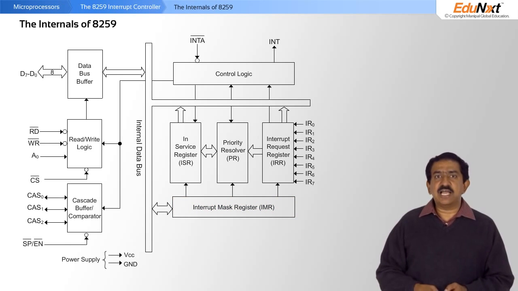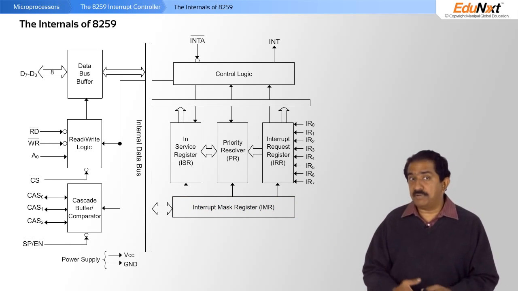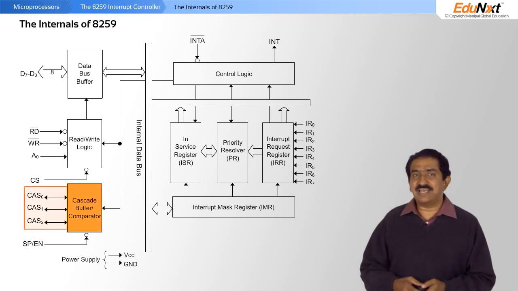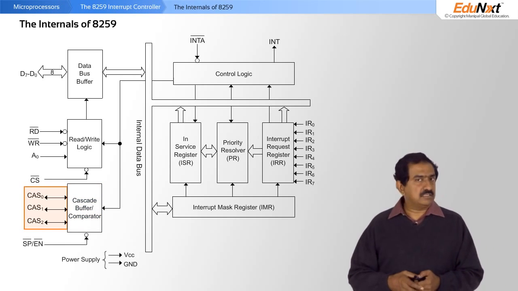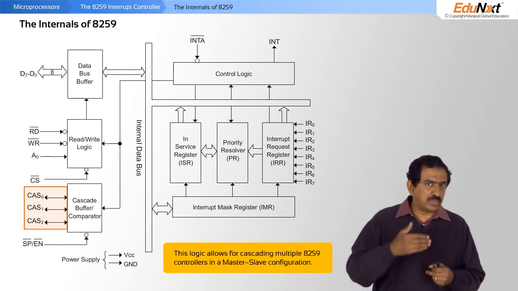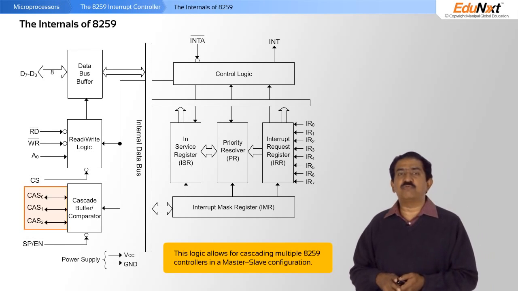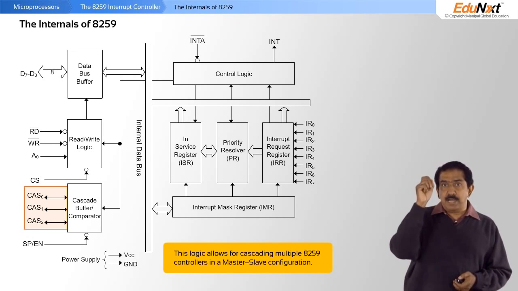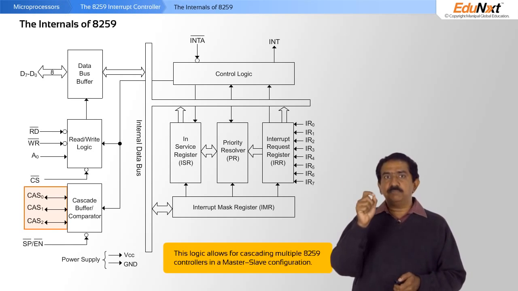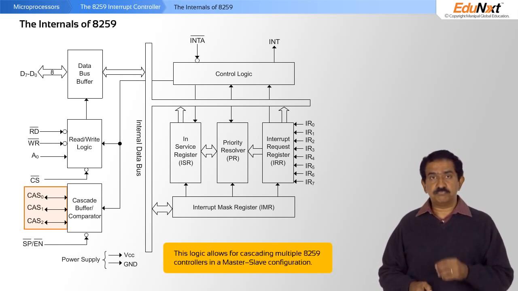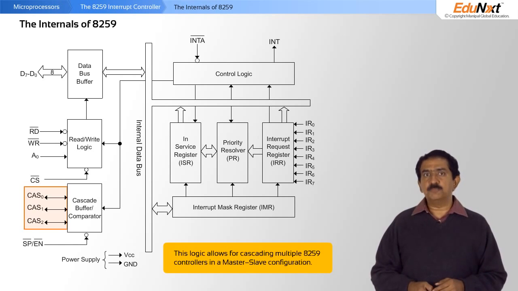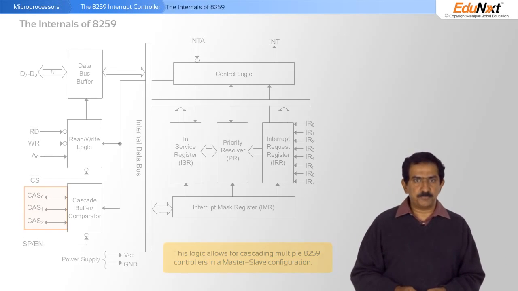The last piece allows even more complex systems to be built, and that's called the cascading lines, CAS 0, 1 and 2. The cascade lines allow you to cascade multiple 8259s, permitting up to 64 interrupting devices to be connected to one 8086. These are useful when your system is that complex.